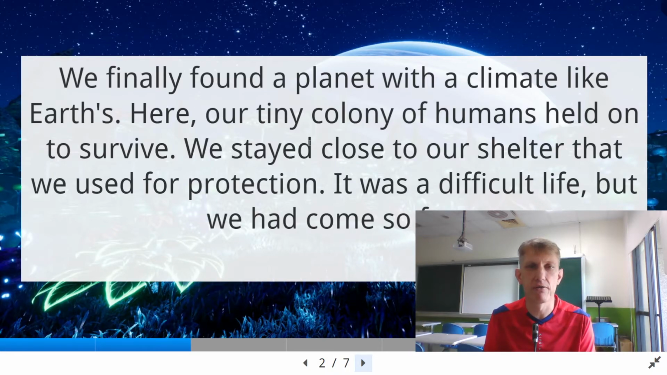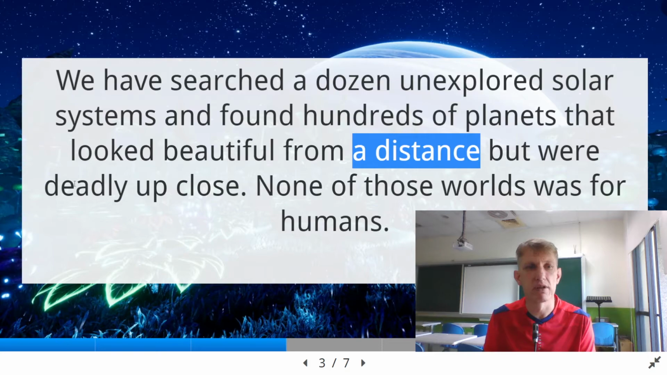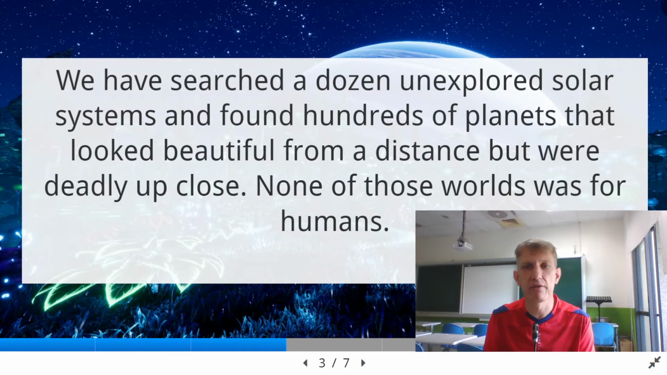They've gone through the universe, through different solar systems to find a planet where they can live. We have searched 12 unexplored solar systems. A solar system is usually one sun with many planets. And found hundreds of planets that looked beautiful from a distance, from far away, but were deadly up close. People couldn't live there. None of those worlds was right for humans.